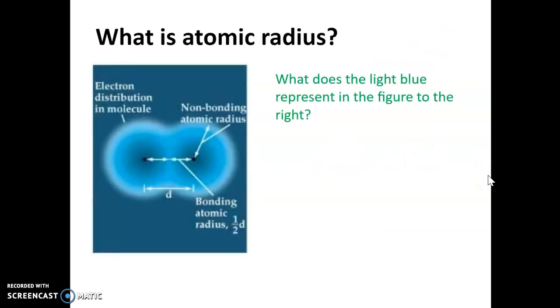The first important trend is called atomic radius. So in order to think about what that is, I want us to look at this image and we're going to answer a couple of questions. So what does the light blue represent in the figure at the right? This light blue shows the electron distribution in a molecule. What do the black dots represent? These are the nucleus, right? These are the nuclei of the atoms.